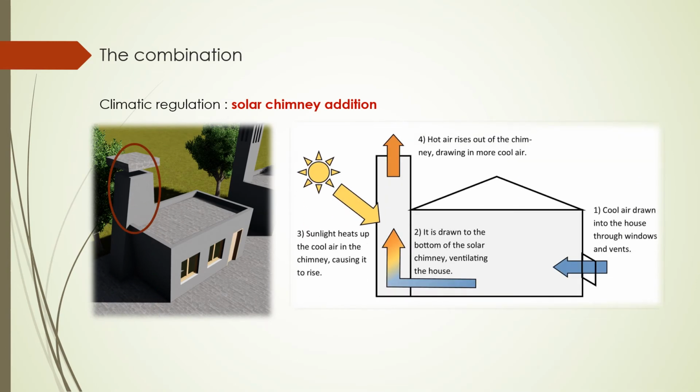Another combination lies in adding the solar chimney, also prefabricated in its shape using the RMD technology. How does it work? First, cool air is drawn into the house through windows and vents. It is drawn to the bottom of the solar chimney, ventilating the house. Sunlight heats up the air in the chimney, causing it to rise. Hot air rises out of the chimney, drawing in more cool air.